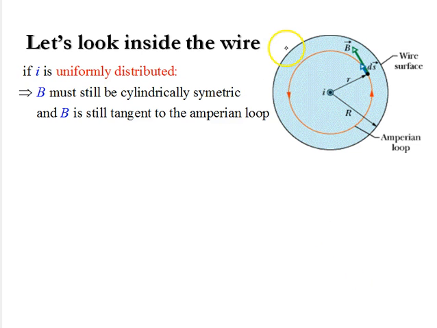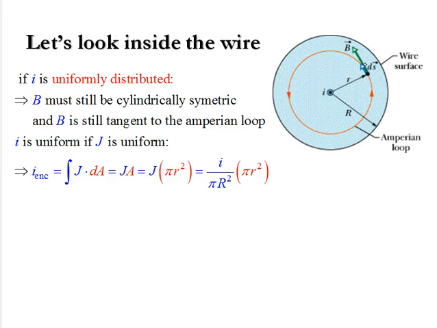If we take a look inside the wire, will we have a magnetic field? We didn't find that with Biot and Savart, but it's easy to find with Ampere's law. If the current is uniformly distributed, then our magnetic field will still have cylindrical symmetry. And so if we choose an Amperian circle that's concentric to the center of the wire, our magnetic field will still be tangent to our Amperian loop.